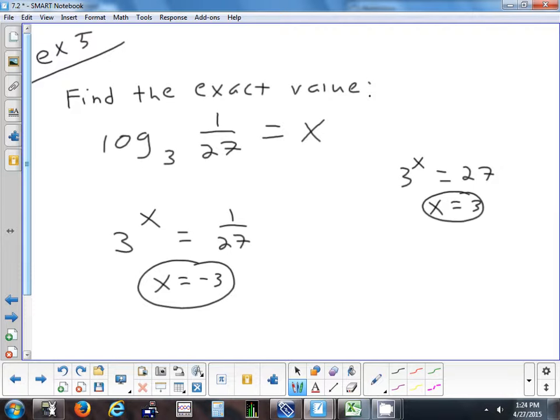Okay, so what if you had something like 5 to the x equals 1 over 25? What would x be there? Negative 2. If it was 5 to the x equals 25, it'd be positive 2. You want me to flip it? Okay, I'll make the exponent negative.